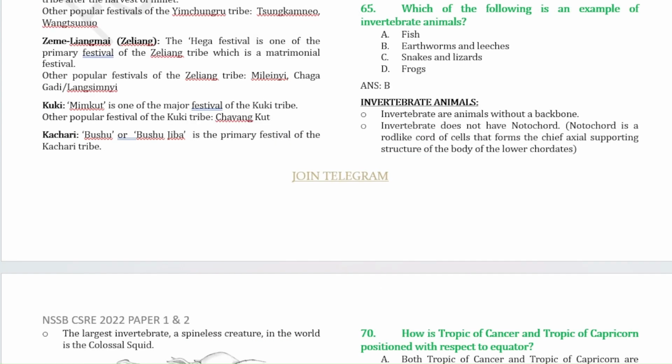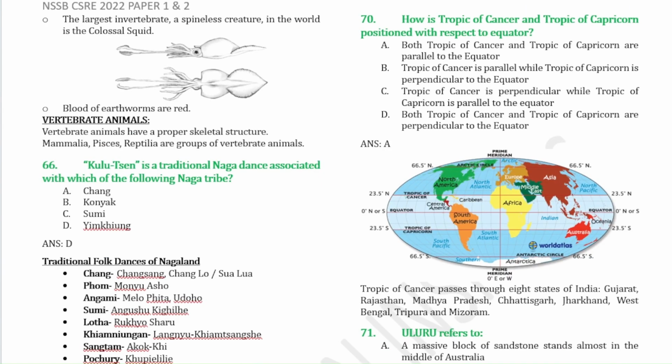Which of the following is an example of invertebrate animals? So invertebrate animals are those animals which do not have a backbone. So earthworms and leeches, they do not have a backbone. And the largest invertebrate is the colossal squid. And vertebrate animals are those who have a proper skeletal structure. Examples of vertebrate animals are mammalian species and reptile groups.